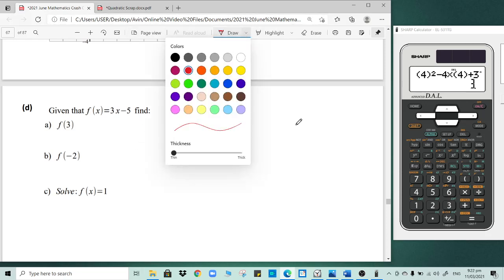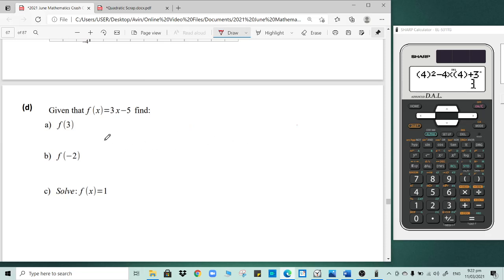I love these questions. The first question wants us to find f(3). We just have to go to this equation here, and any x we see, replace it with 3 in brackets. Super easy. 3 by 3 is 9. 9 minus 5 is 4. That's the answer for the first one. f(-2) means you go to the same equation, replace any x you see with minus 2. 3 by minus 2 is minus 6. Minus 6 minus 5 is minus 11.